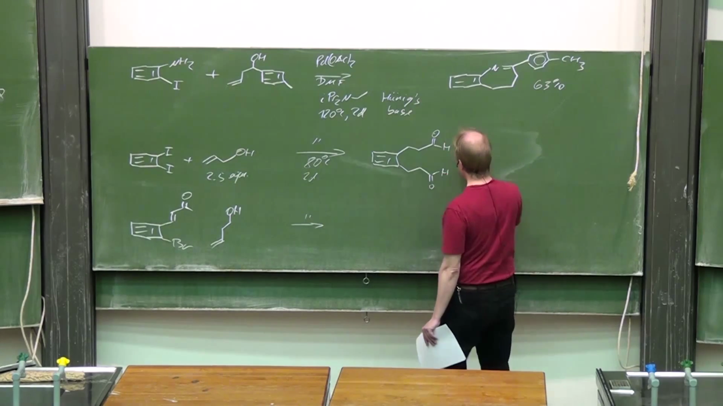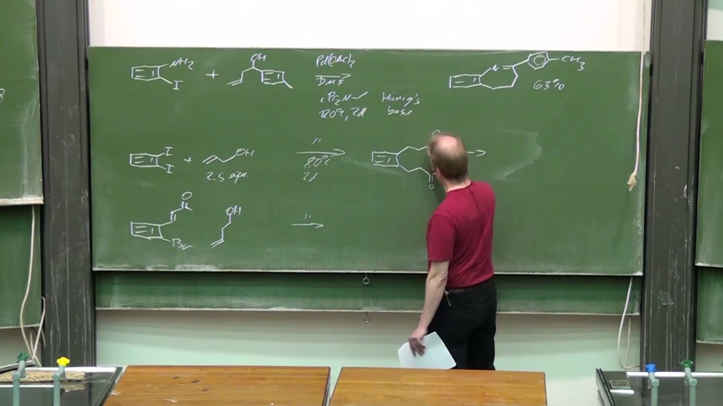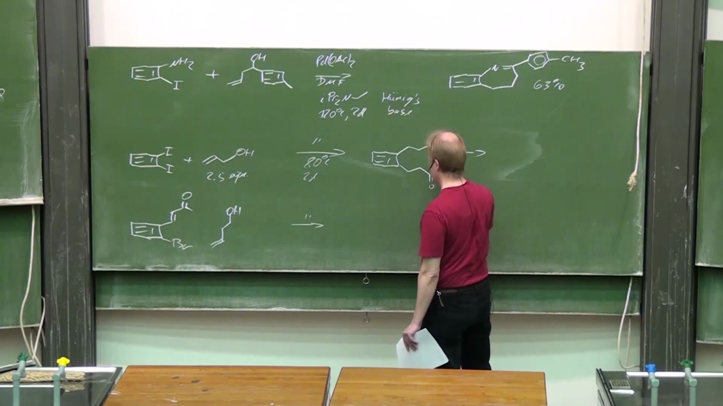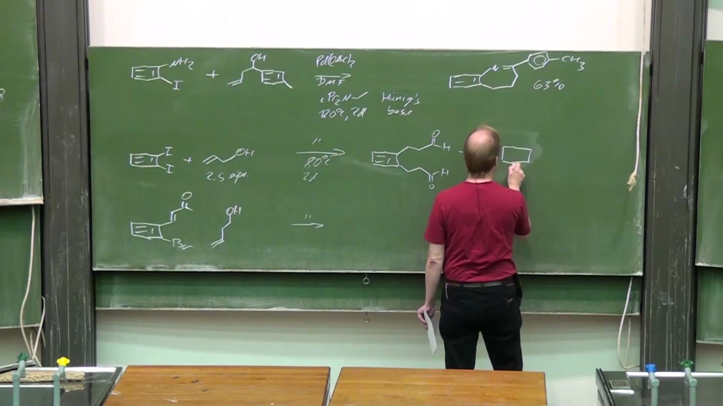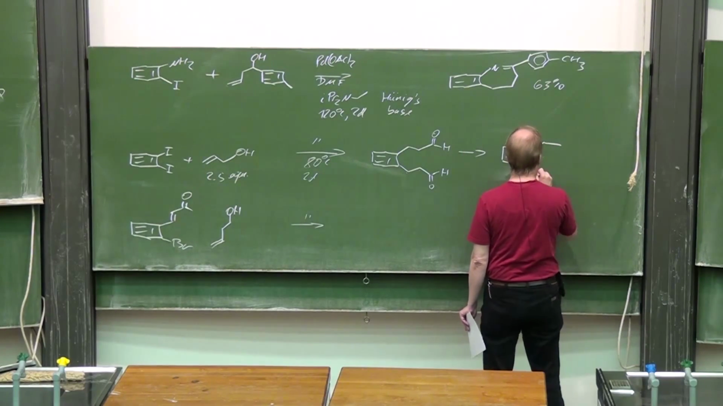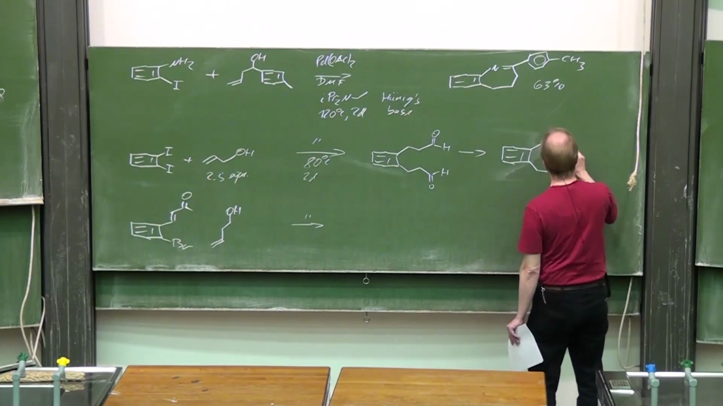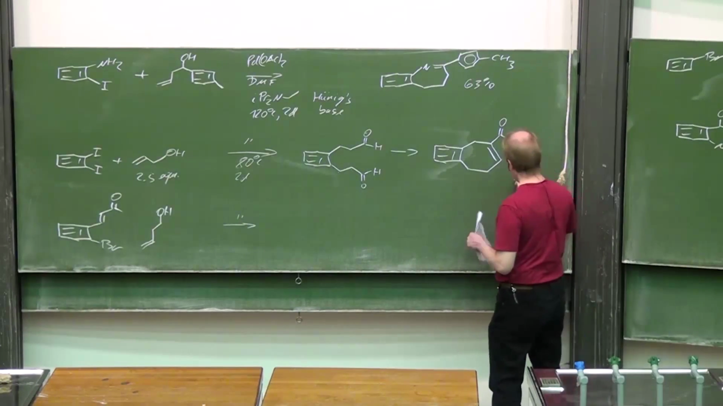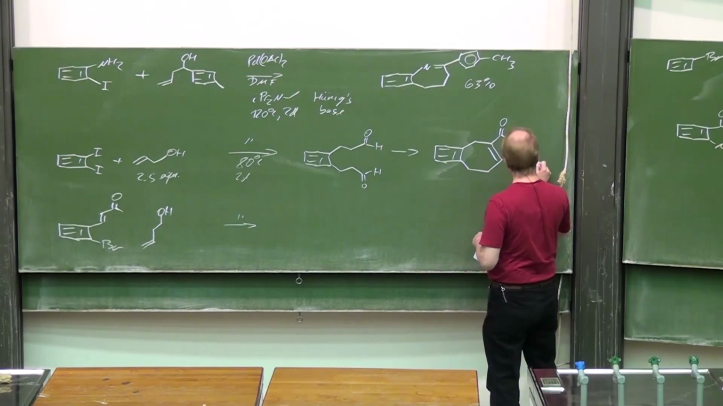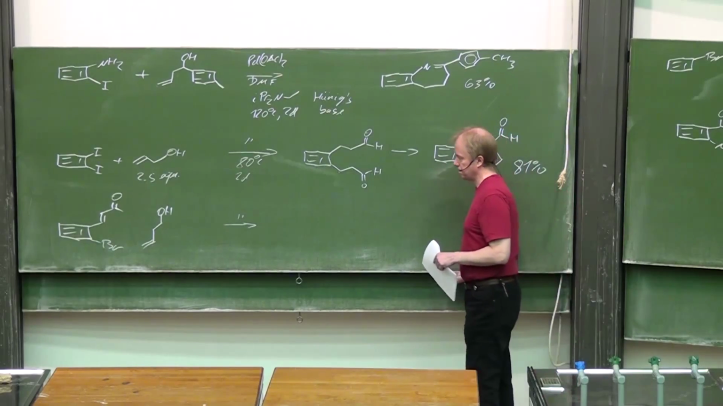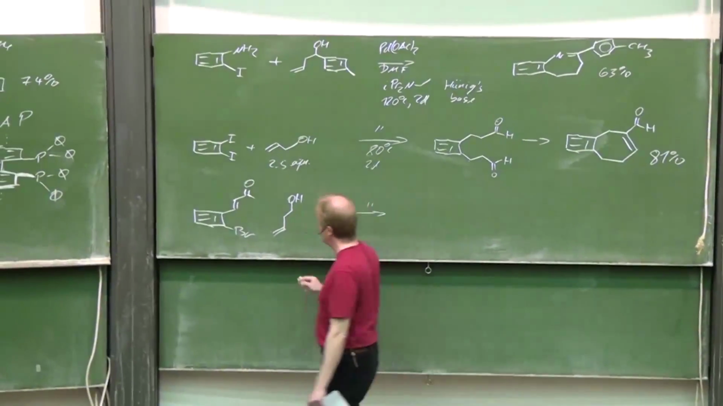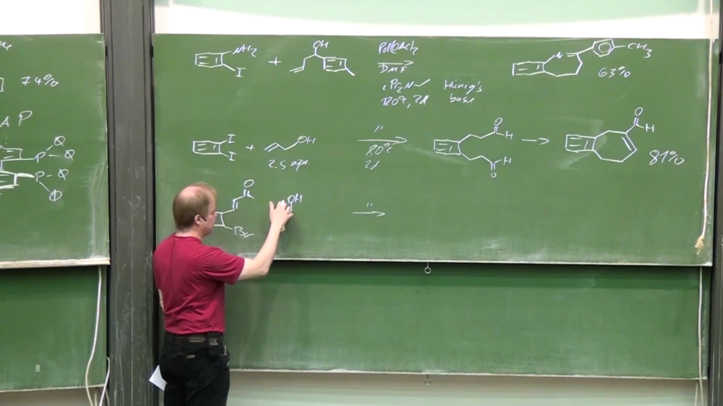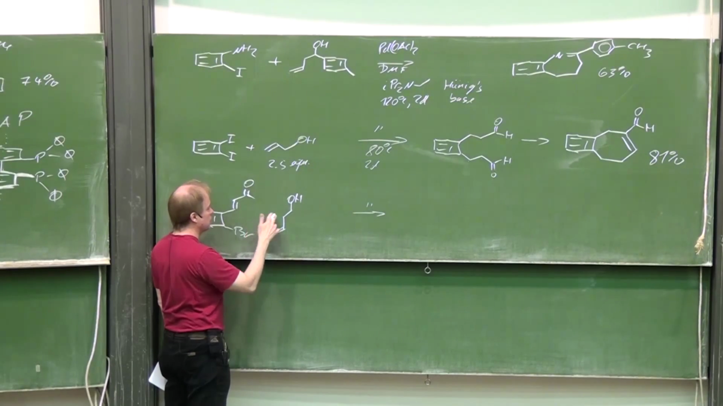So, aldol condensation, let's see how many positions do we have. 1, 2, 3, 4, 5, 6, 7. A 7-membered ring will be formed. (81% yield). In this case, a homoallylic alcohol, nevertheless, migration of a double bond will give an enol.